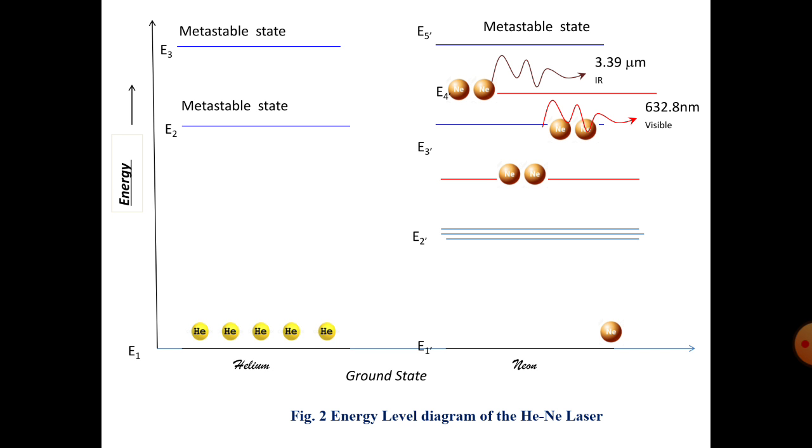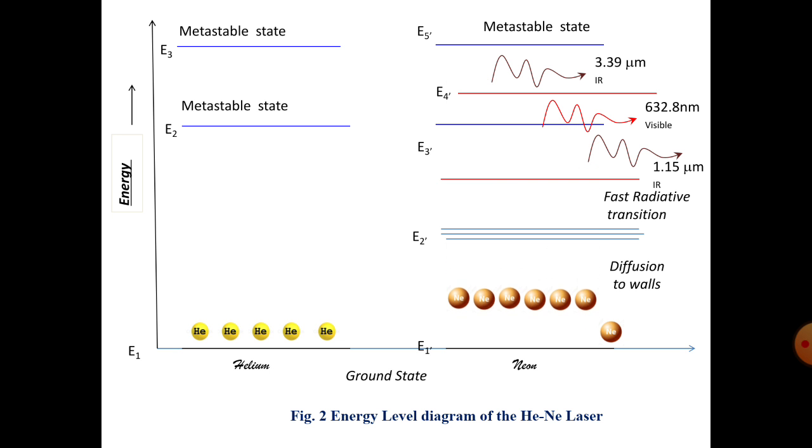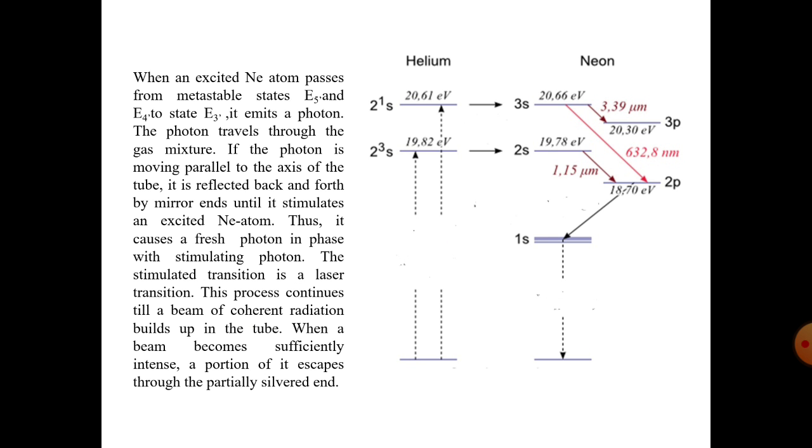This process continues till a beam of coherent radiation builds up in the tube. When the beam becomes sufficiently intense, a portion of it escapes through the partially silvered end. And after transition, the neon atoms come to the ground state by spontaneous emission. This figure also illustrates the energy level diagram of the helium neon laser.